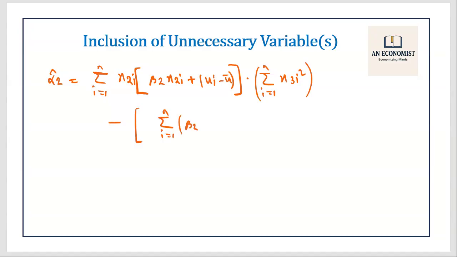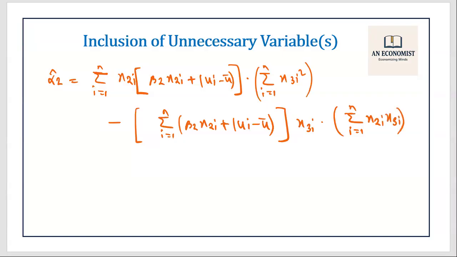As of now, please write this with me, otherwise you won't get what I am doing. It's only the derivation that you must do on your own, otherwise it will be difficult for you to understand these things. So summation i from 1 to n x2i, x3i. This is the numerator and the denominator will remain as it is. Instead of writing the denominator, let me write it as a.